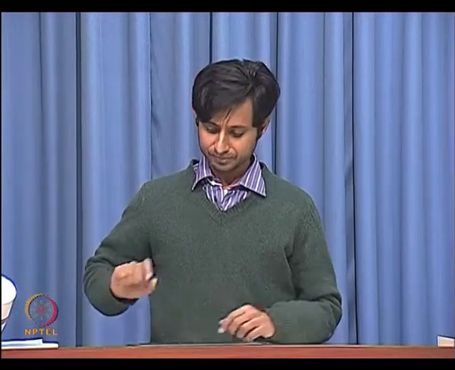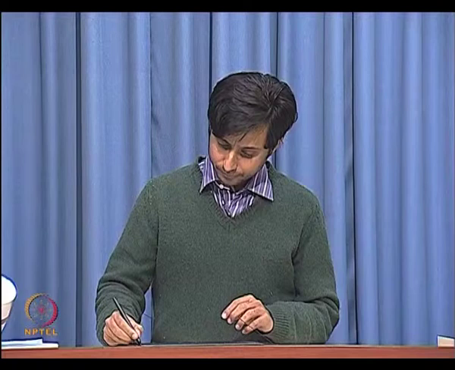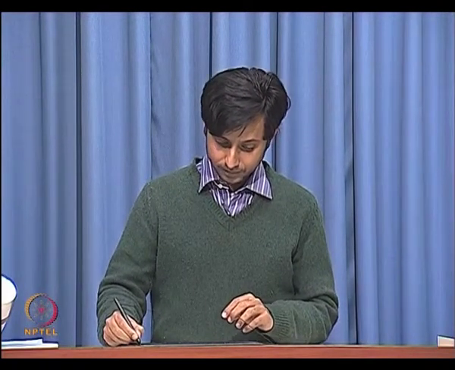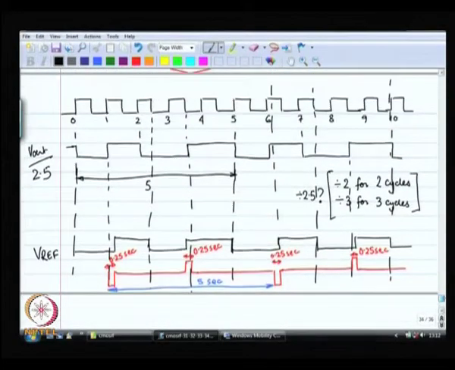In fact, they are going to be within the loop bandwidth for larger ratios, for deeper fractions, for example. Okay, fine. So, the understanding is, first let us try to understand how we did this magical division by 2.5. How did we do the division by 2.5?